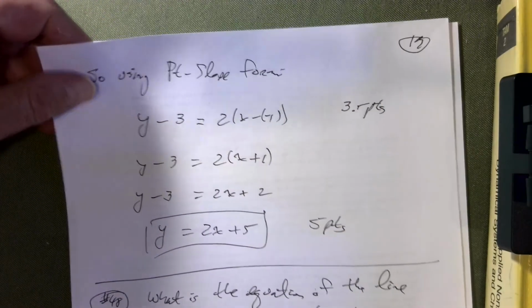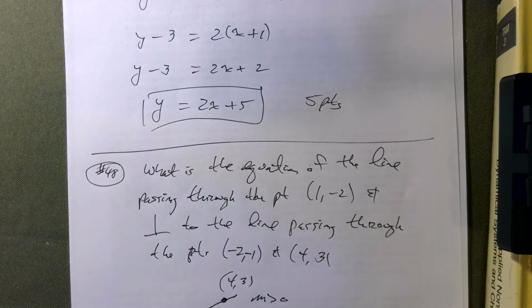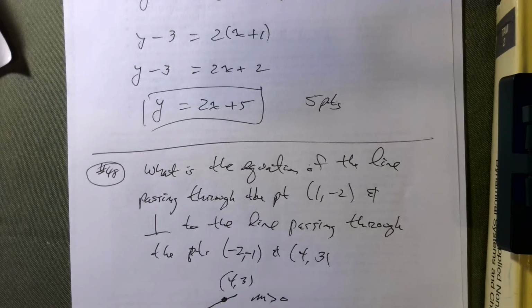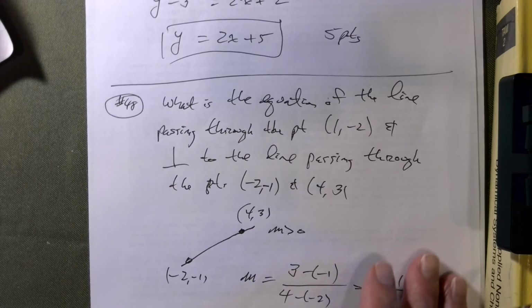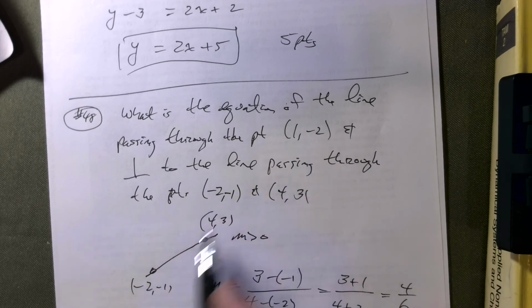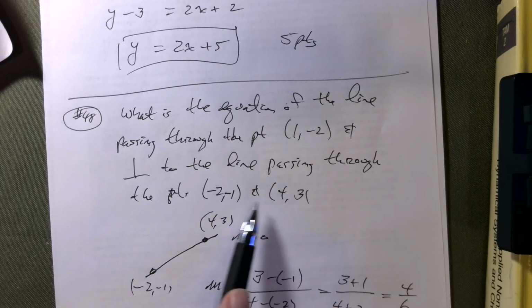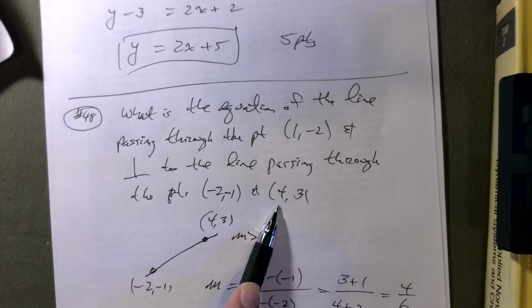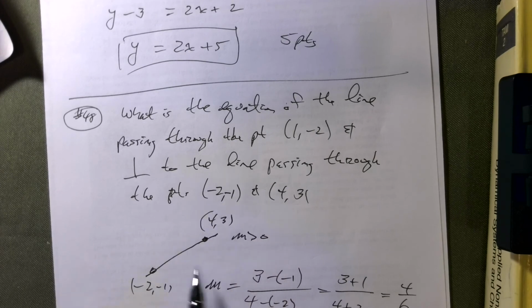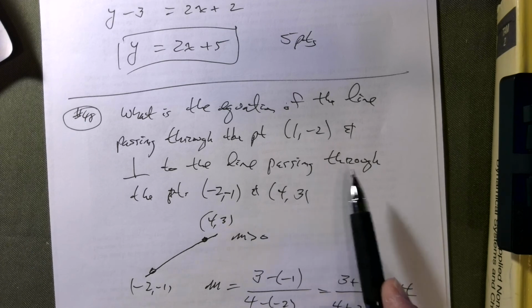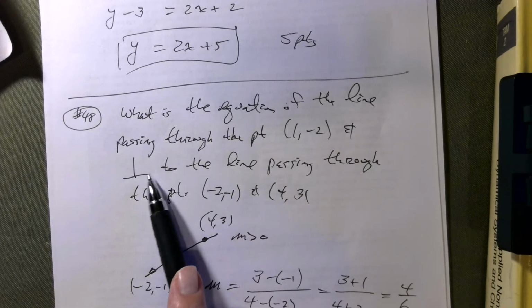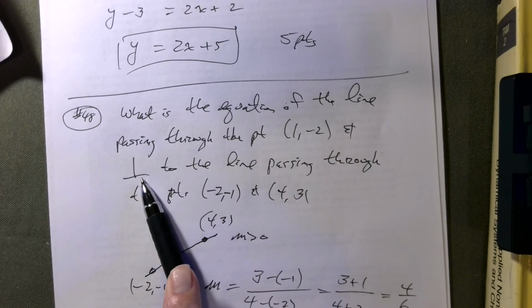Okay, let's take one more example. This is number 48 from your homework section. We want to know the equation of the line passing through a point, and it's perpendicular to another line. So the first thing we have to do is plot the point. It's the same type of problem, except now you're using the condition of perpendicularity.